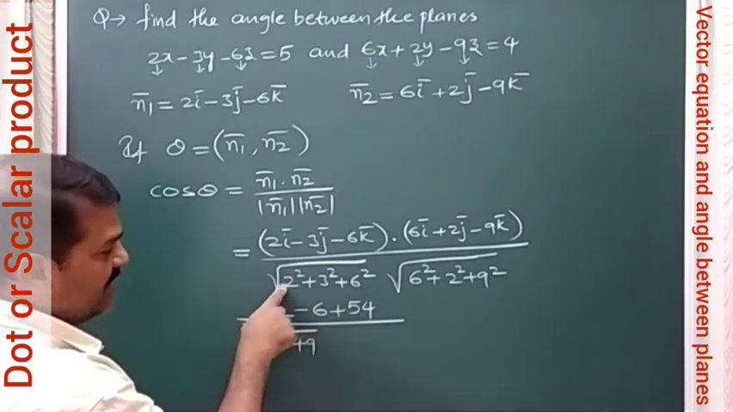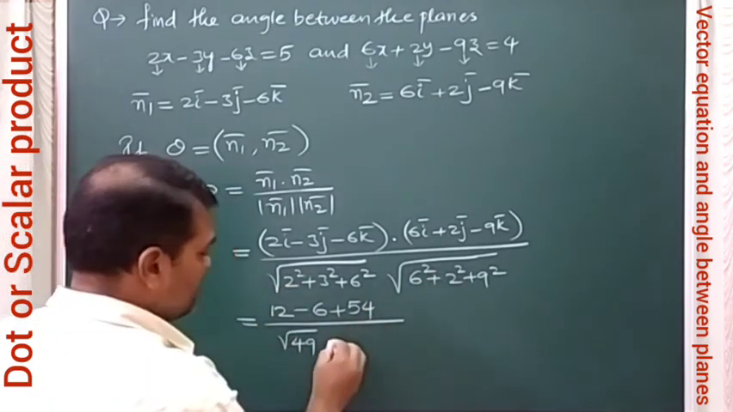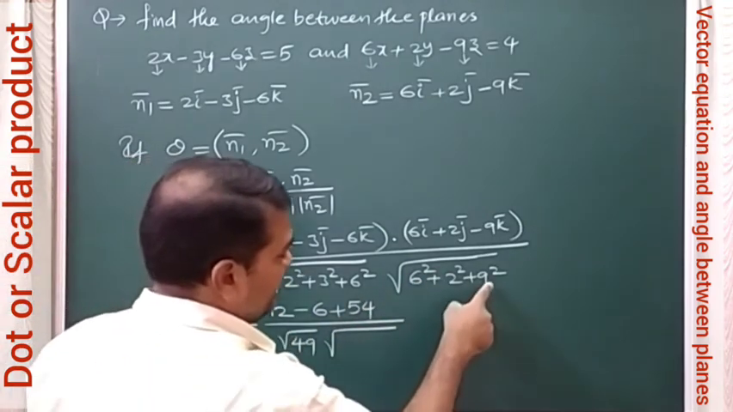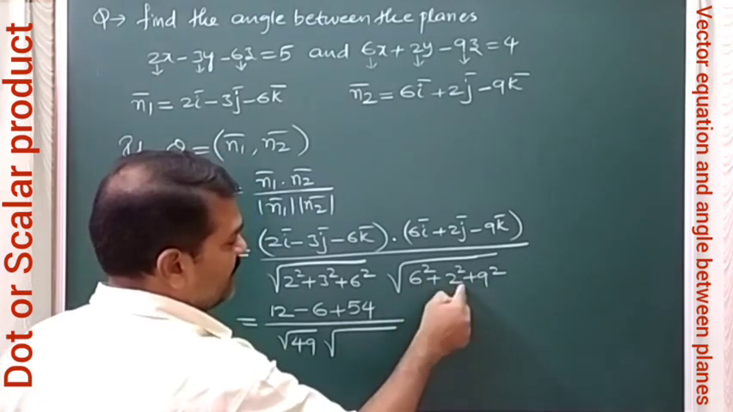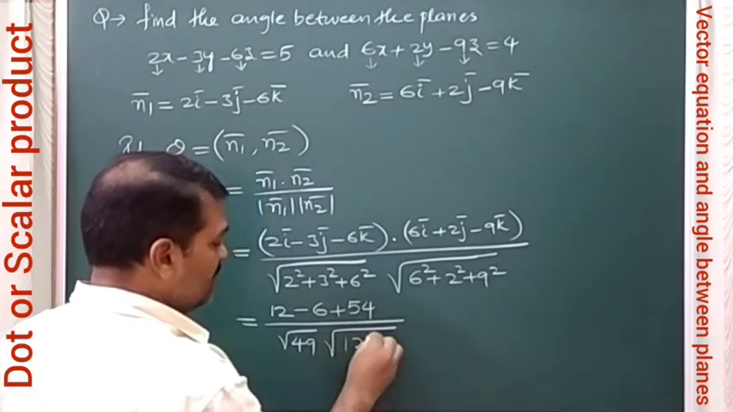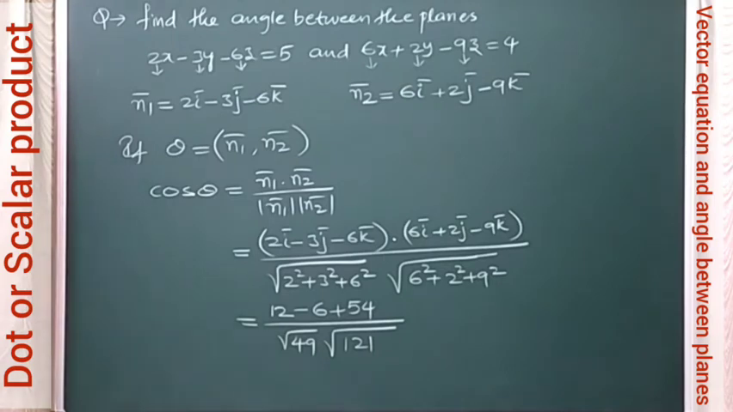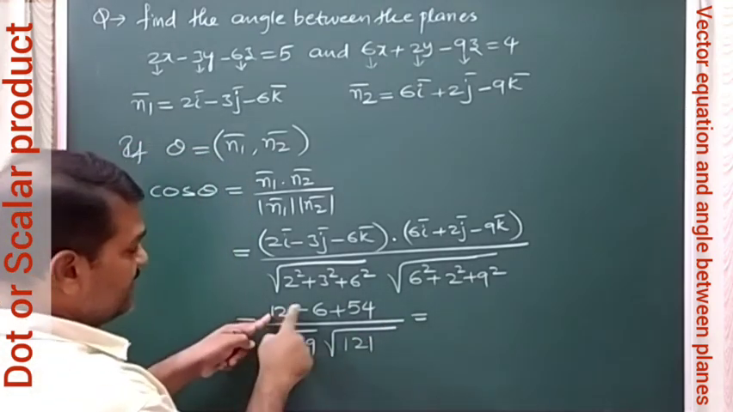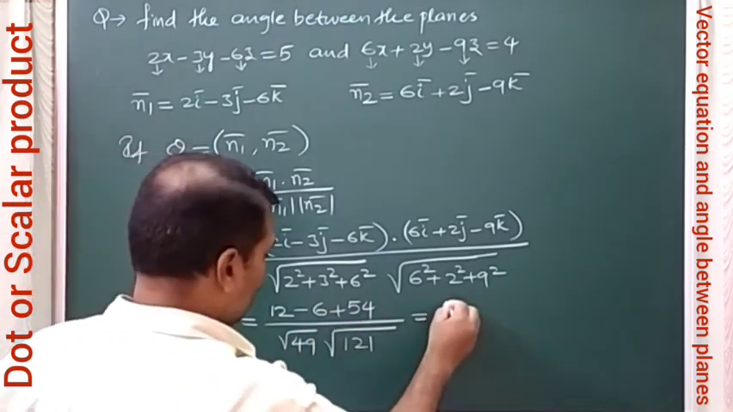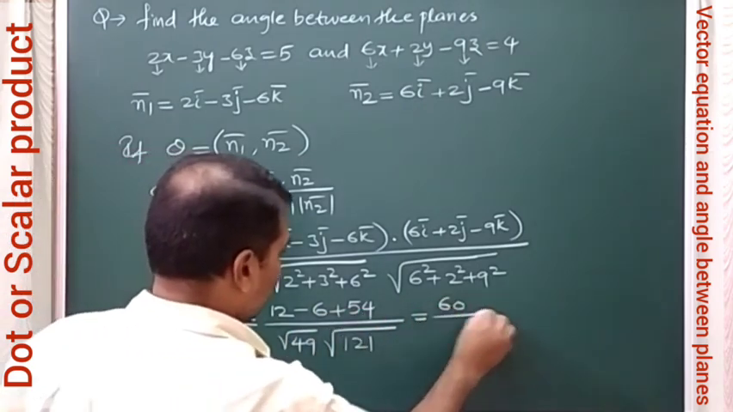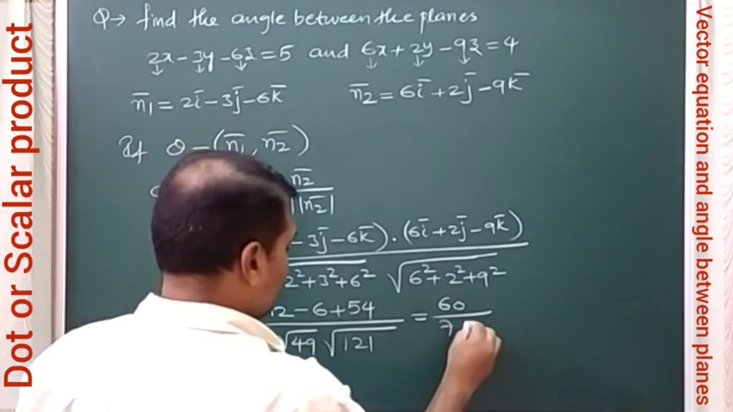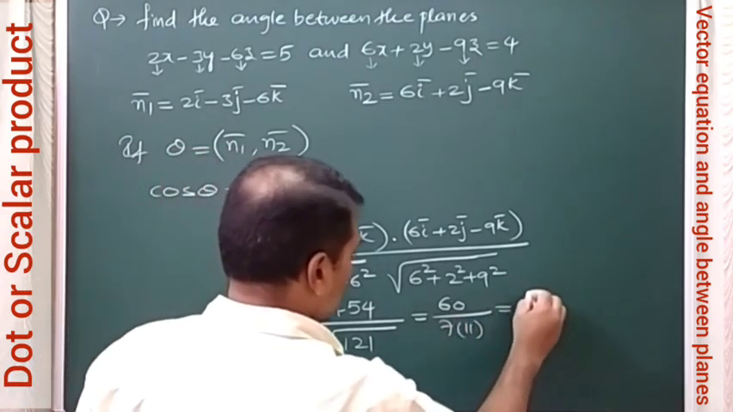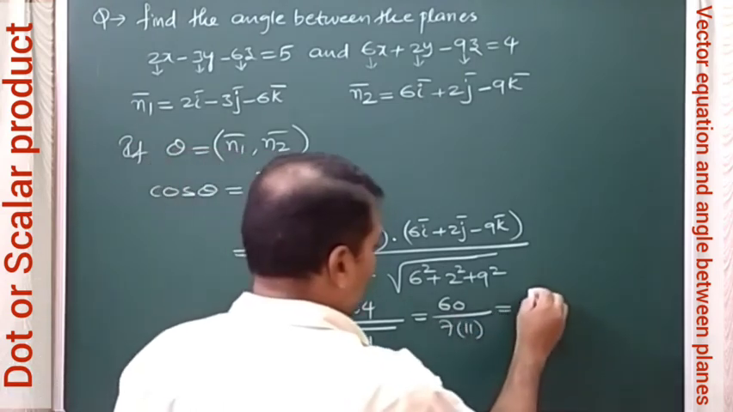36 plus 4, 40 plus 9. And coming to this one, it is 81 plus 40. That is under root 121. So root 49 is a known value. Root 121 is also a known value. So therefore, 12 minus 6 means 6 plus 54. You will get 60 by 7, 11. So 60 by 77 you will get.